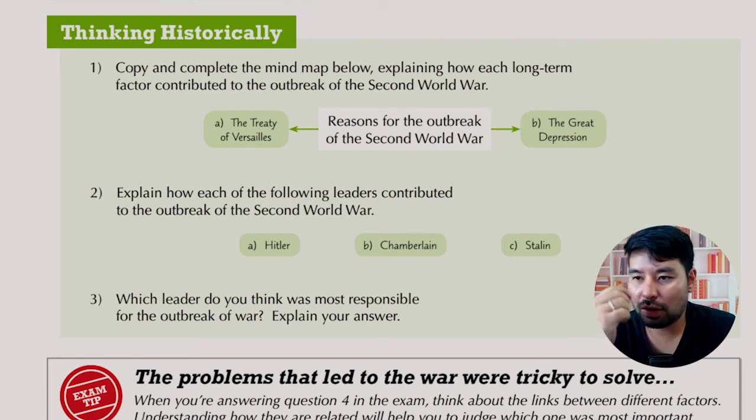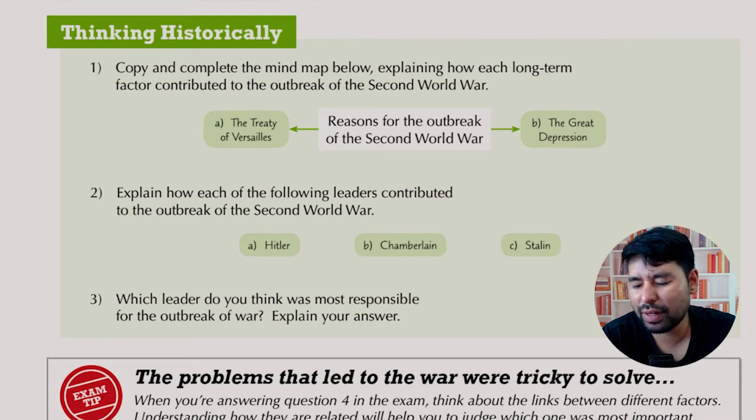Number 1, copy and complete the mind map below, explaining how each long-term factor contributed to the outbreak of the Second World War. The same mind map, yeah, I'm gonna give you some information and you have to add information to that. And here, the mind map is about the long-term factors.